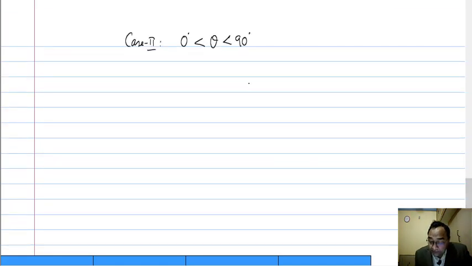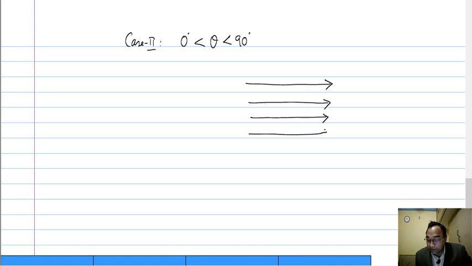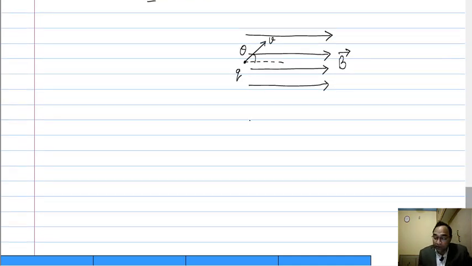Diagrammatically, it is something like this: a uniform magnetic field, let us say B. Now, a charged particle is released at a velocity v, which makes an angle theta with the field direction. This is exactly the situation. Now, what we can do here is resolve the velocity as v cos theta and v sin theta.